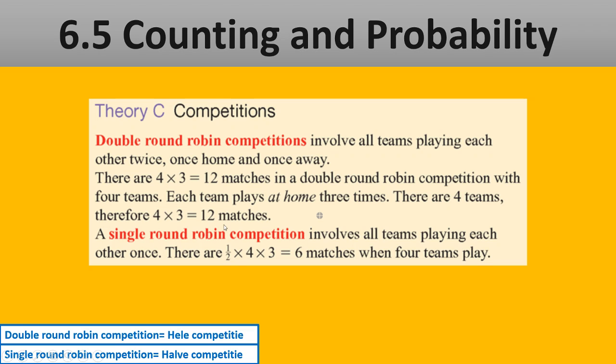In a single round robin competition, you also take those 2 numbers. So here they use 4 and 3, right? If there are 4 teams. But you have to do it times a half. There are half times as much, or 2 times less, you could say, matches, because you don't play at home and away. Only one of those 2 is possible, which gives us 2 times less matches in total. So for a single round robin, you have to multiply that number times a half.